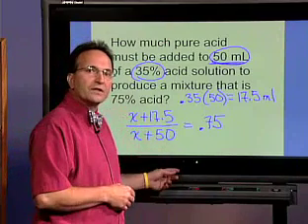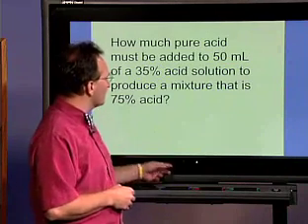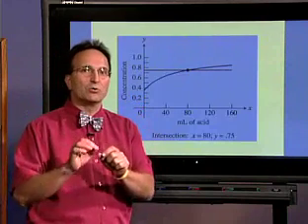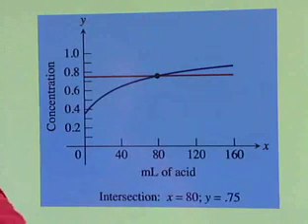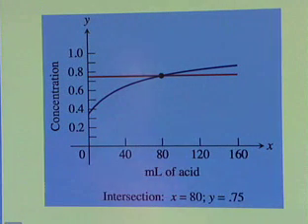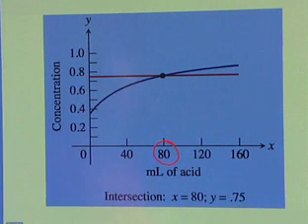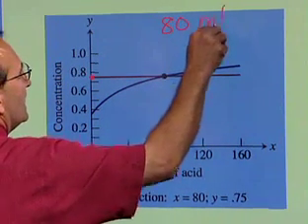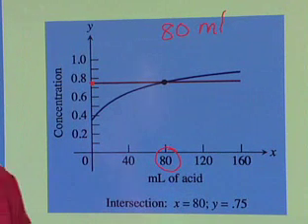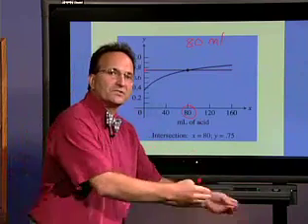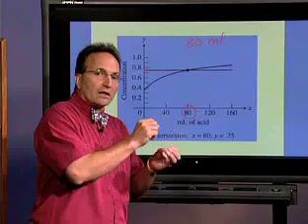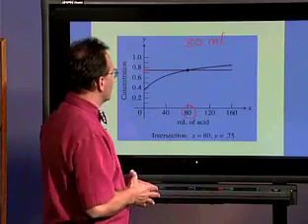However, let's solve it graphically. Into the grapher, I plugged the two equations, the actual rational equation, and the other equation, y equals 0.75. And this was my result. As you can see, it's intersecting at 80, 0.75. So the amount that we have to add is 80 milliliters, and that would give us a 75% solution. So that's a good way that you can use graphs, a little bit quicker, to solve rational equations.